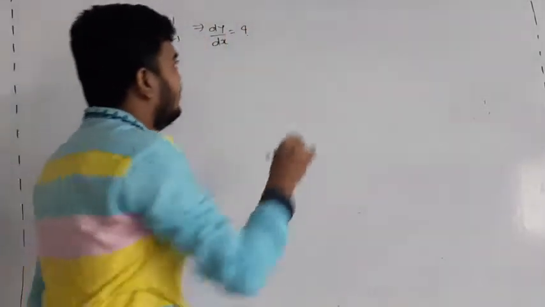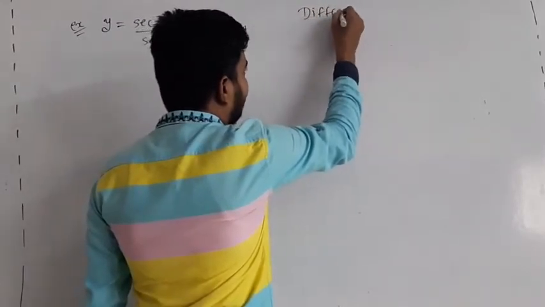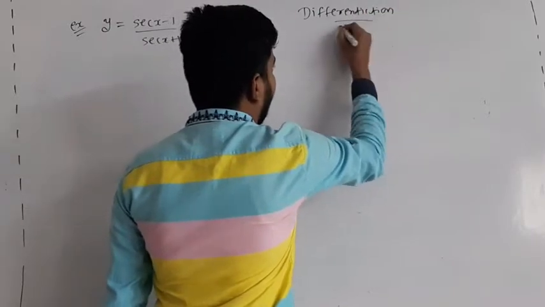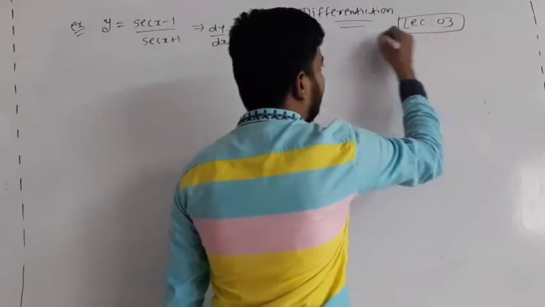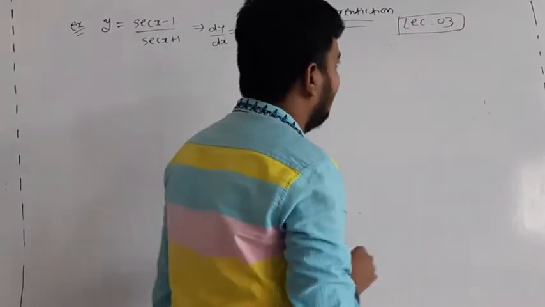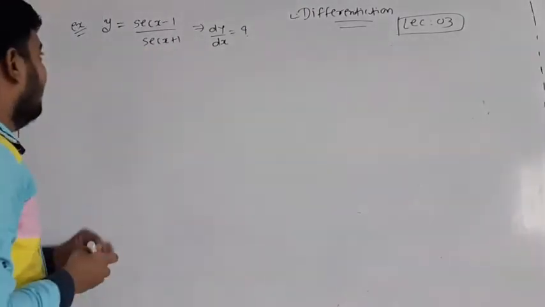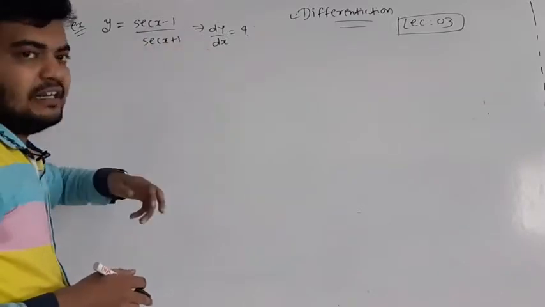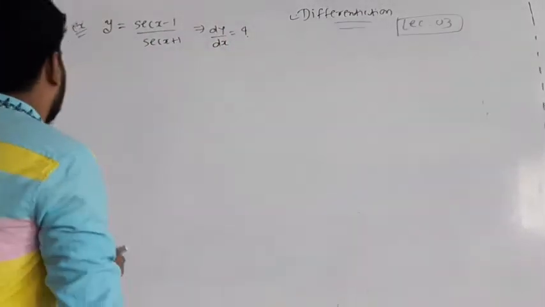Today's topic is differentiation and the lecture number is 3. It is the third lecture of differentiation. So the example is y is equal to sec x minus 1 upon sec x plus 1, and find dy by dx. It means differentiation of y with respect to x.